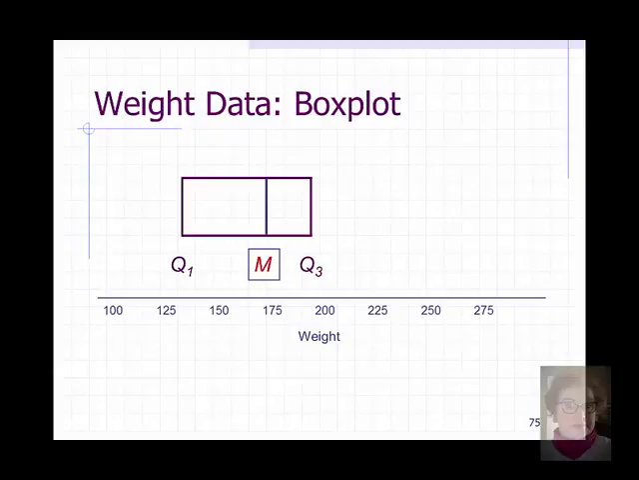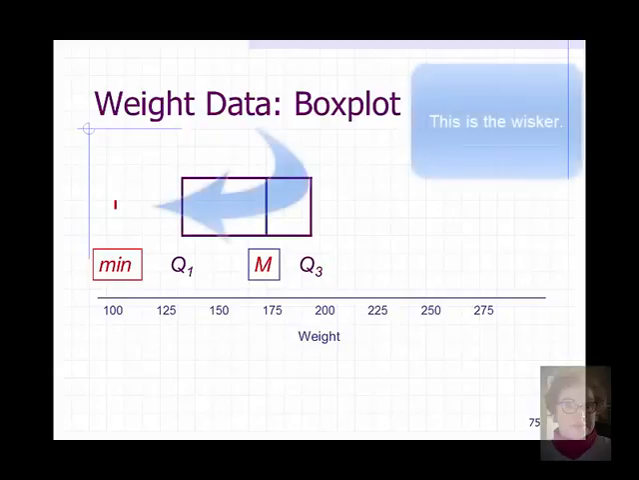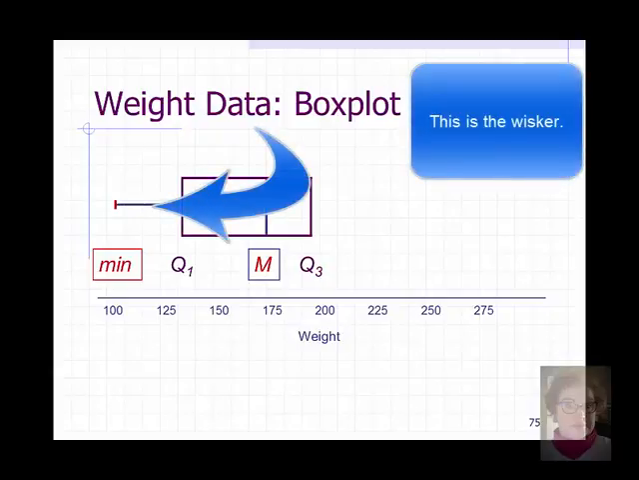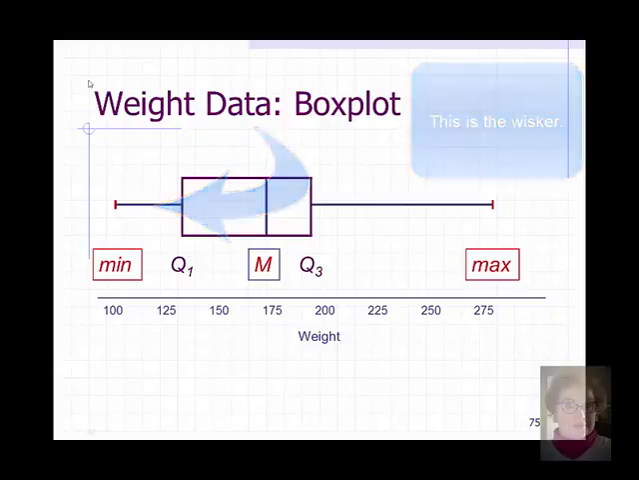This gives us that information. So there's our box, and a box plot's also called a box and whisker plot. So now we are going to draw the minimum and a line to the box, and we'll draw the maximum and a line to the box. And notice how from quartile 3 to the maximum is longer than quartile 1 to the minimum, that's another indication that this is a skewed data set.